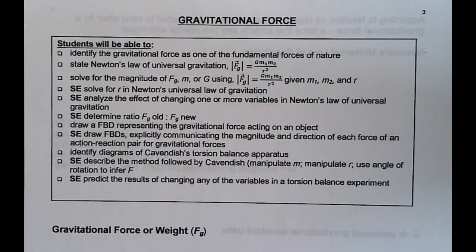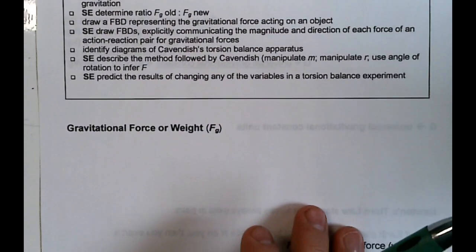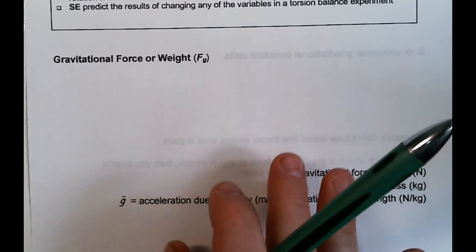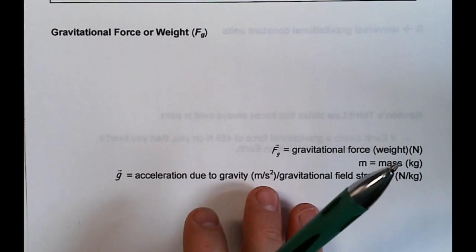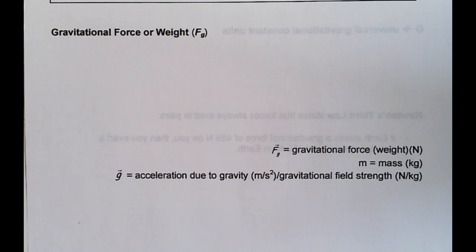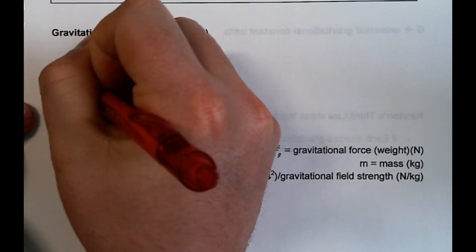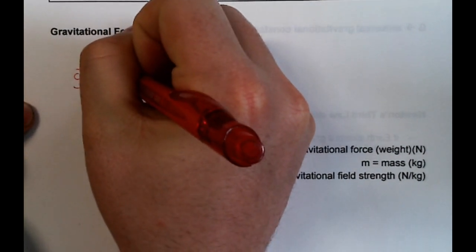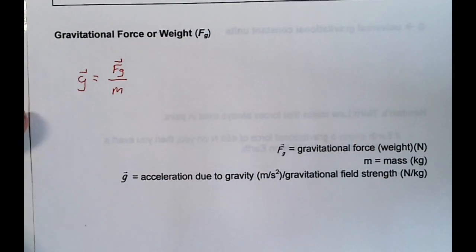So, on this new unit, we're going to first look at gravitational force. To begin gravitational force, we've already done some of this. We've talked about gravitational force in terms of weight. So in these terms, we have the formula on our formula sheet. That is g is equal to the force due to gravity over the mass.